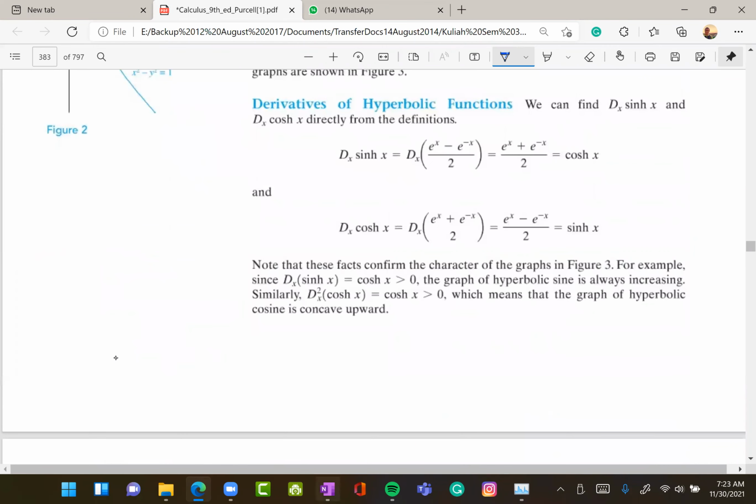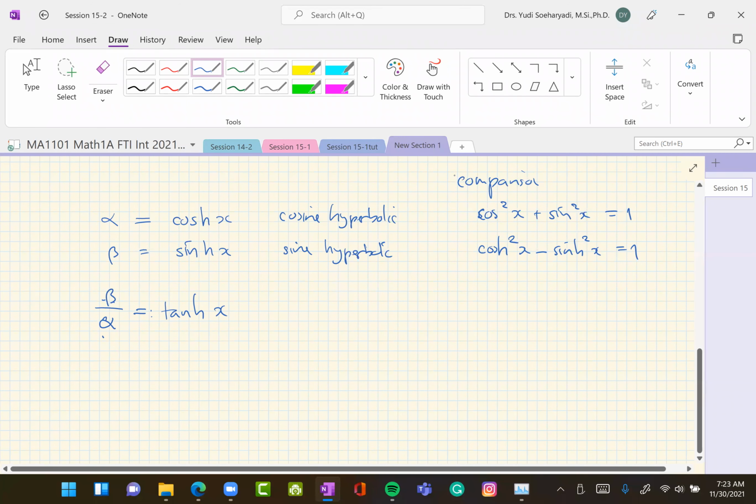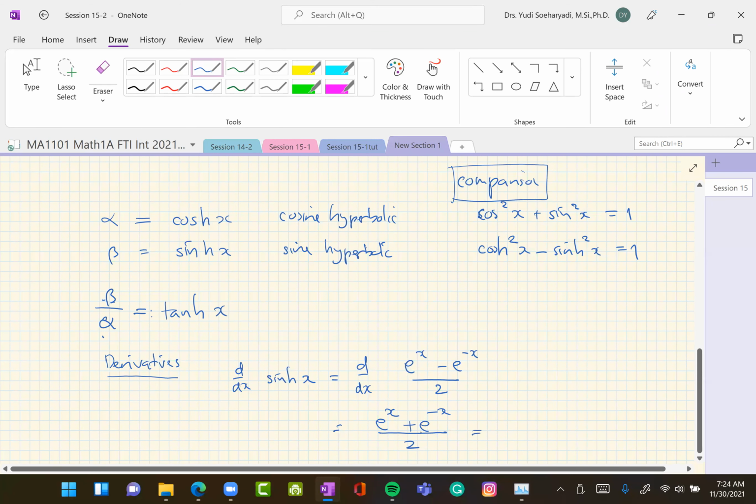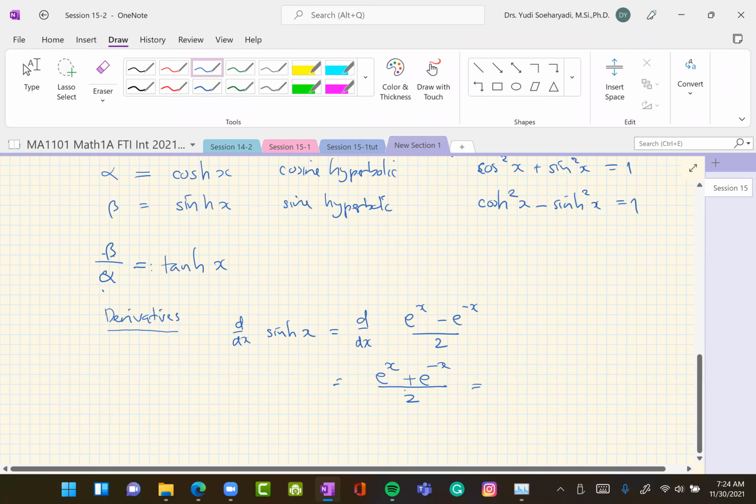And let's compute the derivative. Comparison. Okay, so what's d/dx of, for example, sine hyperbolic of x? Let's go back to its definitions. This is half of the difference, of course the one half is still there. The derivative of this remains e to the x, but the derivative of this, by chain rule, becomes positive. That becomes the average of e to the x and e to the negative x. So that means this is the cosine hyperbolic.